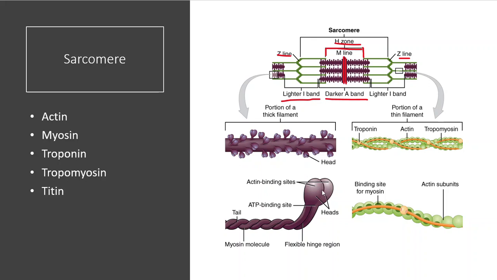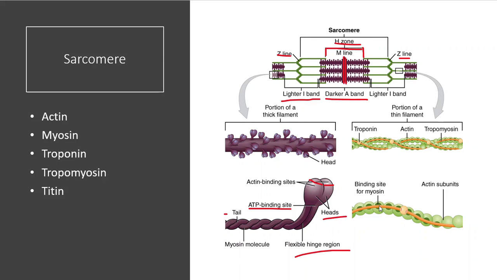It has these things that look a lot like a golf club head. And these guys have areas that bind to the actin. They also have an area, of course, to bind ATP. So there's the head and the hinge and the tail of the myosin.